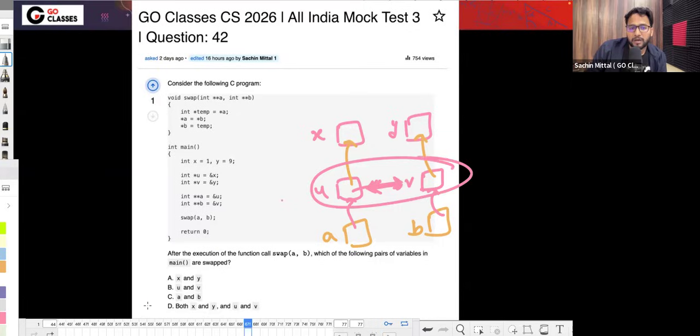So what is the answer here? Our answer is b. Okay, answer is b. Understood? So that's an easy question, answer is b.